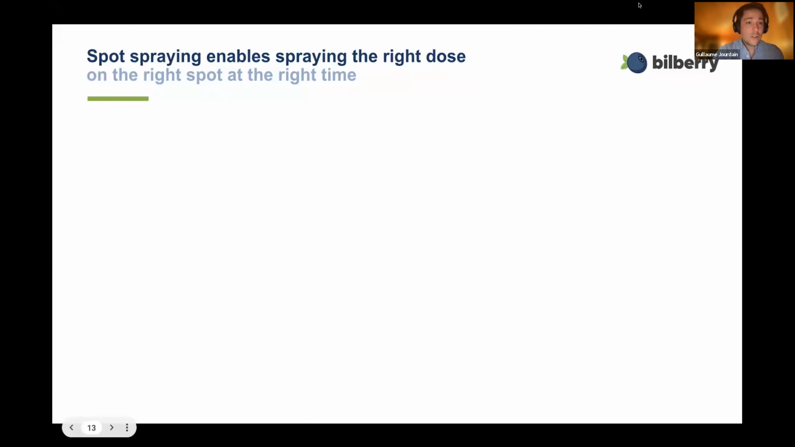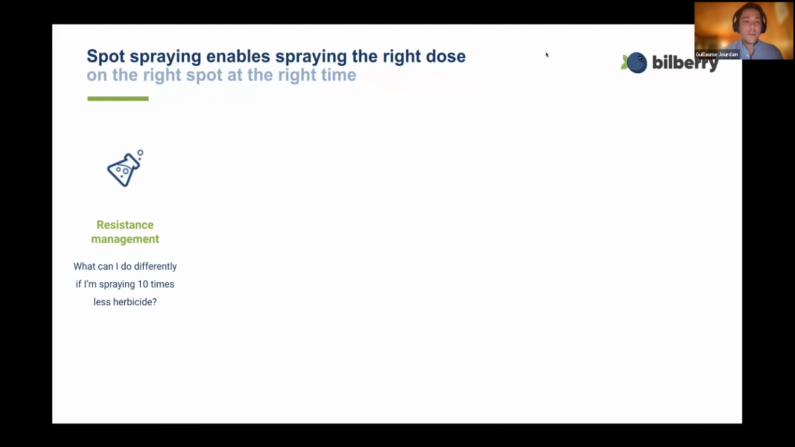So now just a question about why should we do spot spraying? The first important thing about spot spraying is that since you can spray on the right spot at the right time, you can think differently about resistance management. Weed resistance is one of the biggest issues for growers, and they need new tools to be able to control those resistant weeds. And there's a very interesting question that we can ask with the cameras. What can you actually change in your spraying strategy if you can spray 10 times less herbicides? Because that's what we see on average in Australia, about 90% reduction in herbicides.